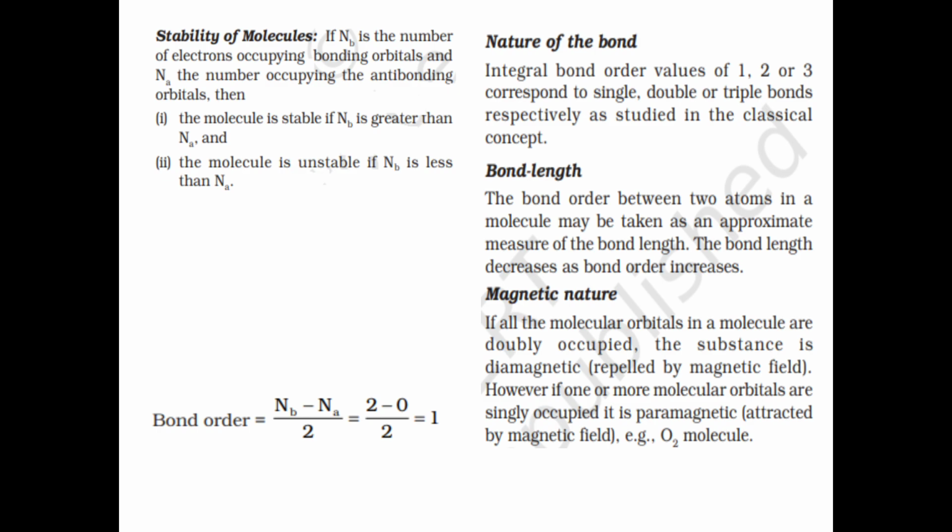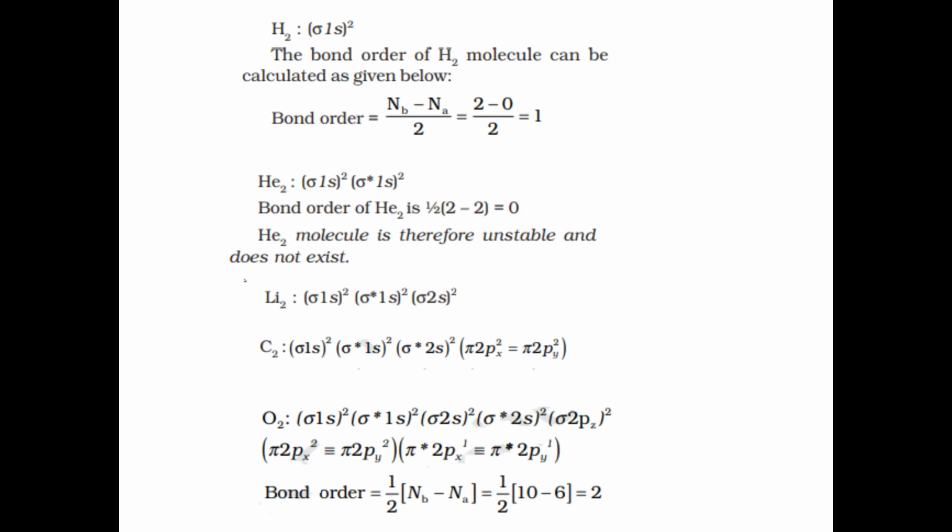The magnetic nature. If all the molecular orbitals in a molecule are doubly occupied, the substance is diamagnetic. However, if one or more molecular orbitals are singly occupied, it is paramagnetic. For example, the oxygen molecule is paramagnetic and nitrogen is diamagnetic.